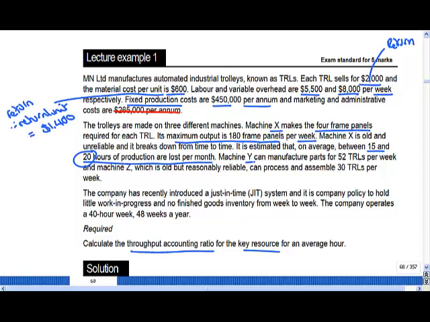Machine Y can deal with 52 trolleys, and machine Z, which is old but reasonably reliable, can do 30. The company has recently introduced just in time. We don't want to hold work in progress. The company operates a 40-hour week, 48 weeks a year. So quite a bit in here to kind of get your head around and get to grips with before calculating the throughput accounting ratio.